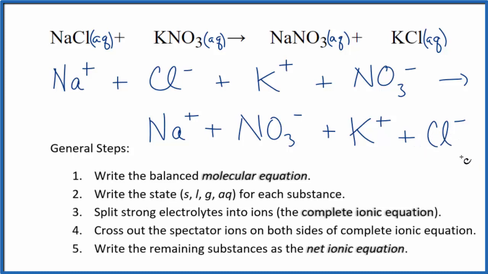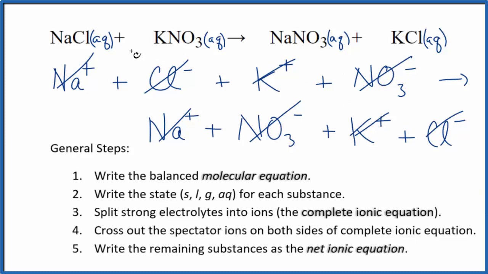If we were writing a net ionic equation, we would call these all spectator ions, and we'd cross them out. So Na, Cl, K, NO3, nothing happened. There's no reaction. So NaCl plus KNO3, no precipitate forms, and there's no reaction.